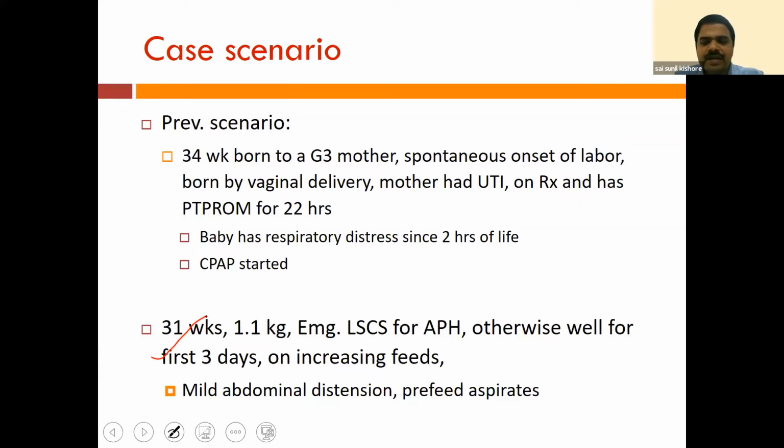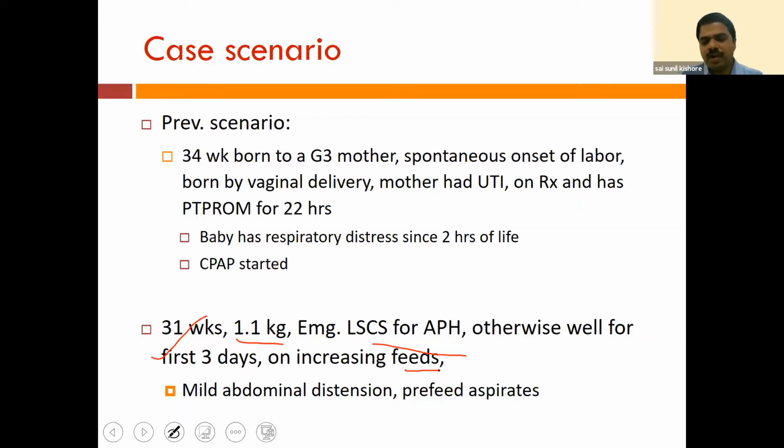There are no perinatal risk factors. The emergency C-section was done for a maternal indication. And the baby is IUGR, having a weight of 1.1 kg. We started feeds at the end of day 1 or day 2, and on increasing feeds, the baby developed some pre-feed aspirates and abdominal distension, which occurs quite commonly in SNCUs, isn't it? With such small babies.